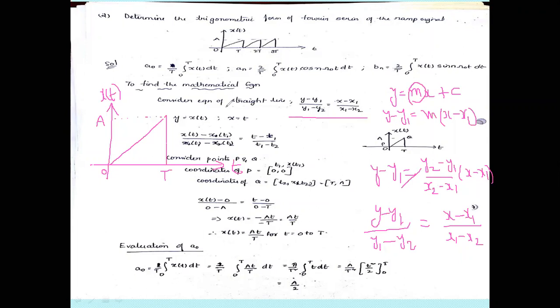Understood? So what are the coordinates? Let us see here, I have taken P as one point and here Q is another point of that slope. What is P? P has the coordinates 0, 0, because it's at the origin.